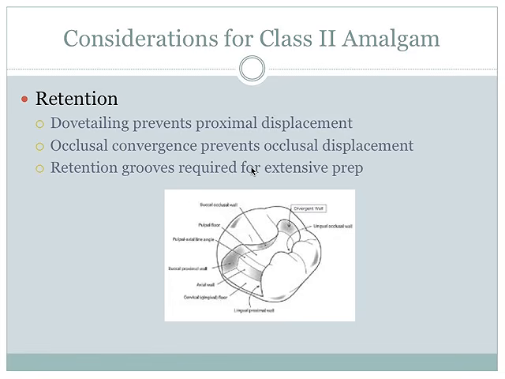Now, what about amalgam? There are a couple of things that we need to keep in mind here. Again, occlusal convergence helps prevent displacement occlusally, but now we also need to use something called dovetailing, which is this area right here where it kind of bends out in one direction, and this is to help prevent displacement to the side out this direction.